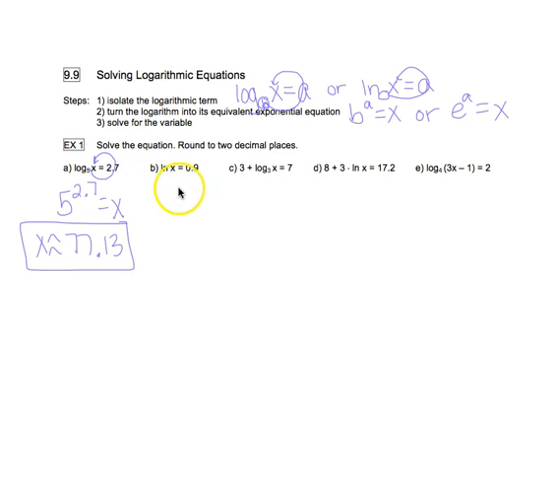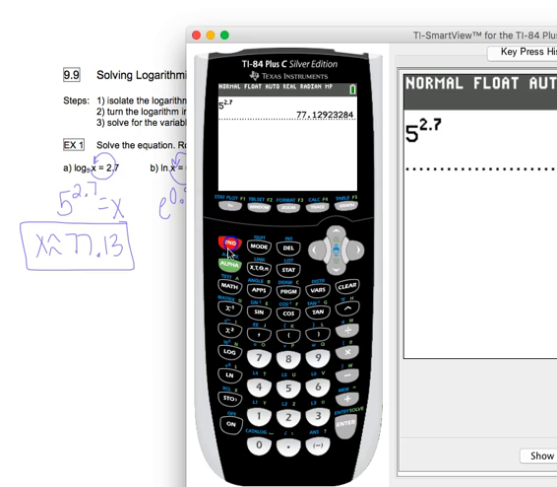On B, same idea, except my base is e, so swoop around this way. E to the 0.9 is equal to x. So go back to my calculator. E to the x is down here, so e to the 0.9, enter. Gives me, this one needs to round up as well, 2.46.